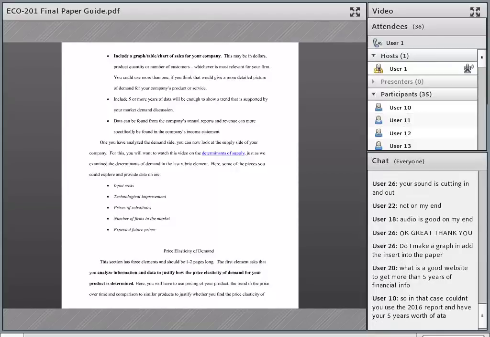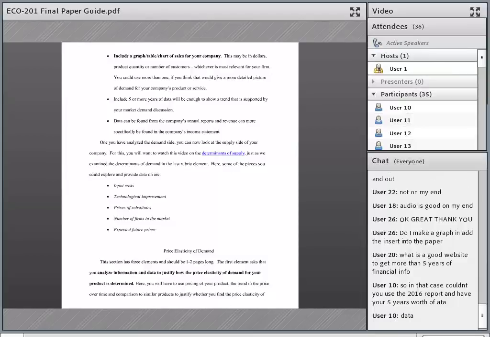And then Net asks, do I make a graph and insert it into my paper? Yeah, Net, that's a great idea. Usually it's presented in the annual report just in a table. But as we said here, we are asking you to include a graph. So you have the numbers, you've got 5 or more years of annual revenue. And it's very simple to do in Excel, or you can even do it right in Word. I find it easier to do it in Excel and copy paste it into Word, but you can just make a simple line graph or bar chart and pop it into your paper.